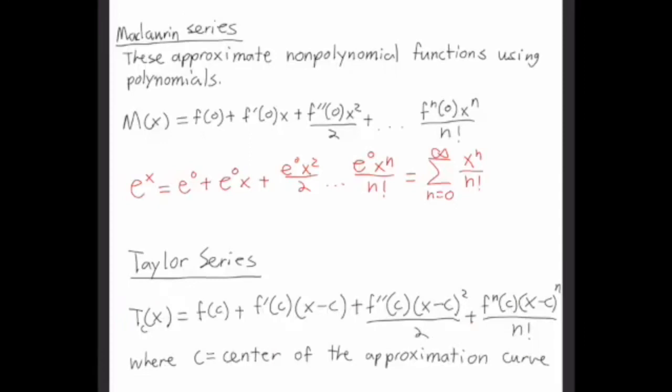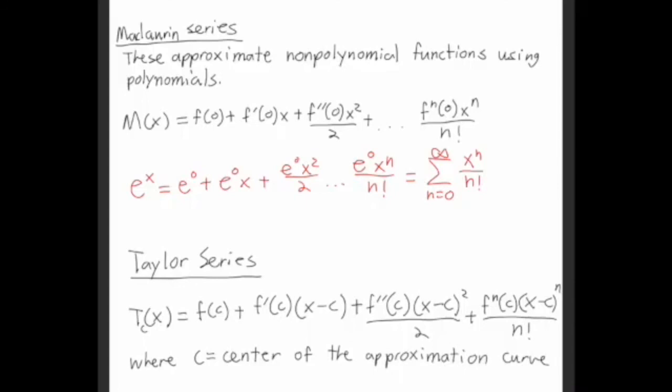So Maclaurin series are used to approximate non-polynomial functions such as e^x, ln(x), sin(x), and cos(x), using polynomials. So what you do is, the Maclaurin series of f(x) is equal to f(0), which is what you're trying to approximate, plus f'(0) times x, plus the second derivative at 0 times x^2 over 2. Following this pattern, it's the nth derivative evaluated at 0 of the function you're trying to approximate, times x^n divided by n factorial.